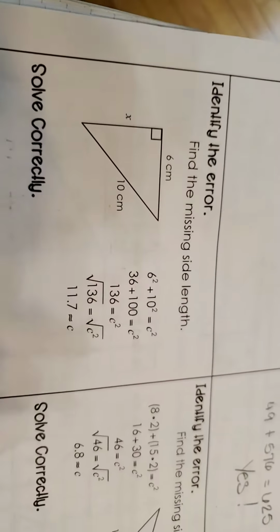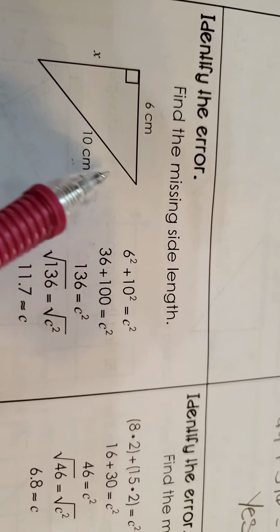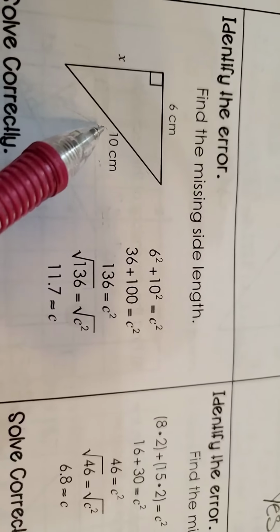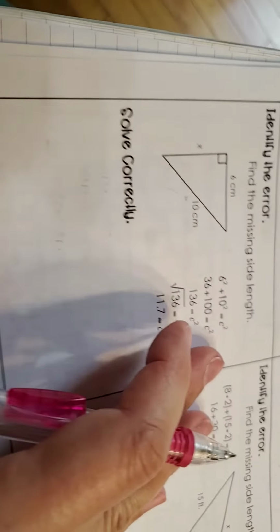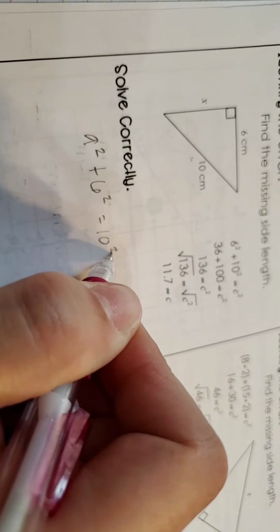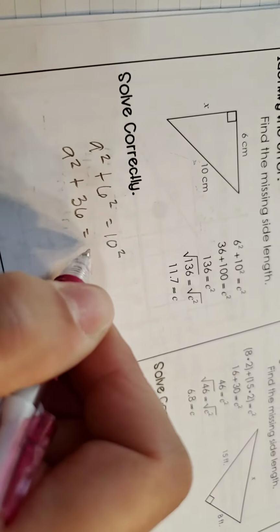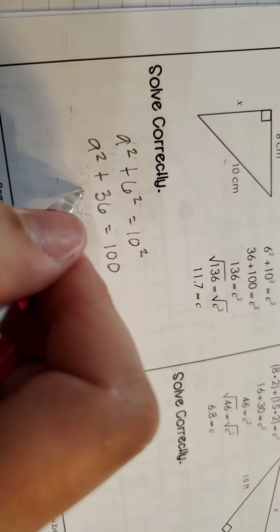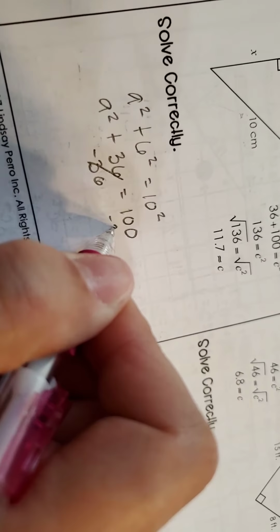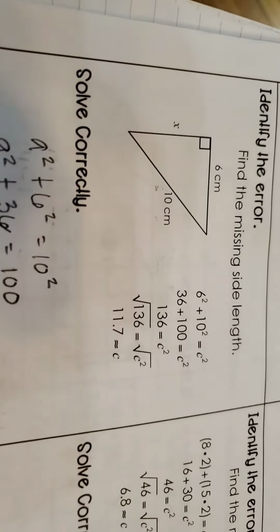Okay, this one is asking for finding the missing length. So they found 6 squared plus 10 squared equals c squared. And you can't do it that way. This has to be c squared. This is the hypotenuse always. So to figure that out, we need to go back here and say that a squared plus 6 squared is going to equal 10 squared. So a squared plus 36 is going to equal 100. So we're going to subtract 36 from both sides. And then we're going to get a squared is going to be equal to. And that's how we're going to find our answer for that one.